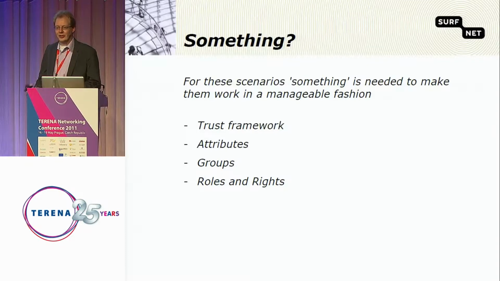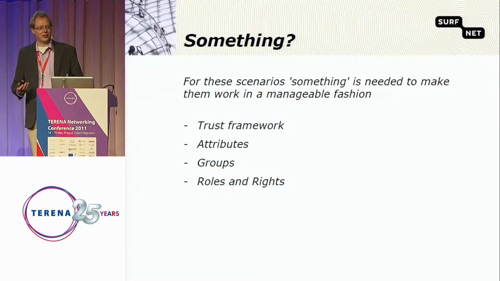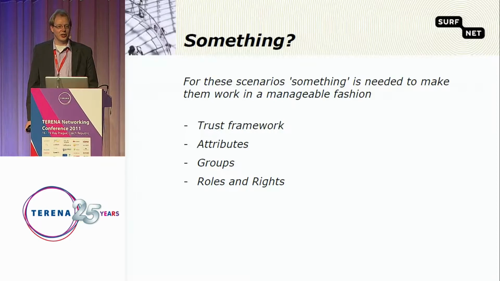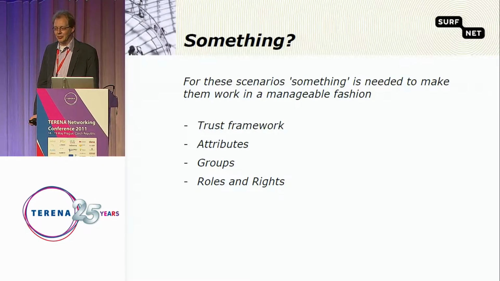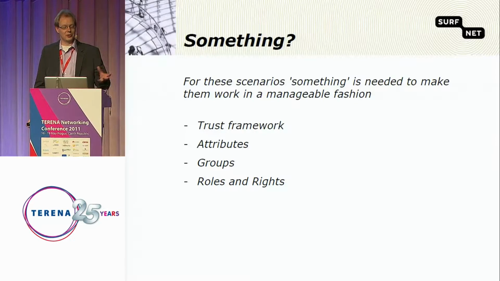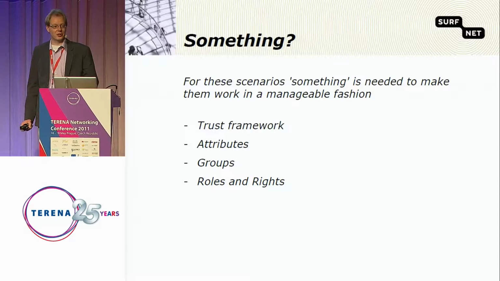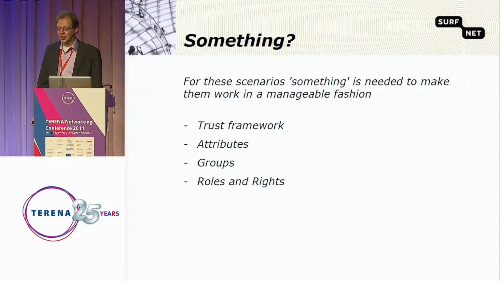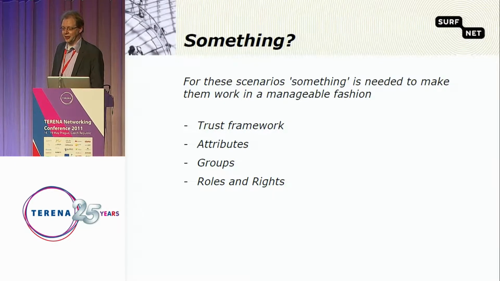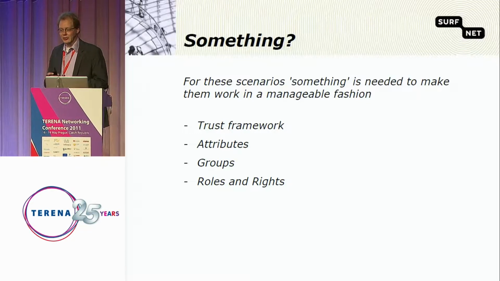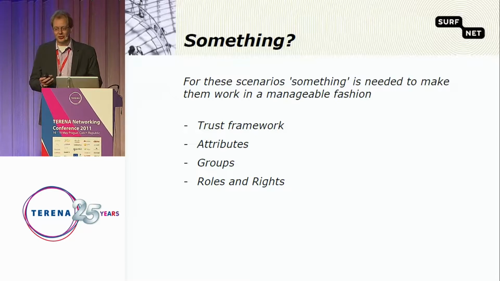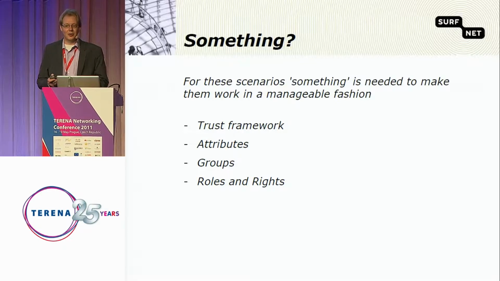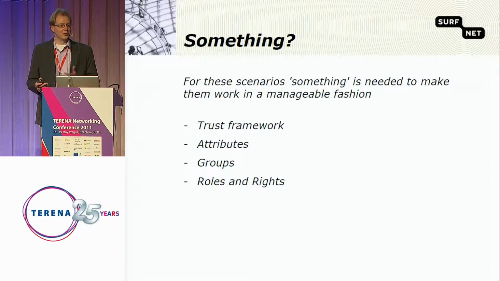So to make sure that you can do this and that it is still a coherent experience for the end user, you need to apply something to make sure that this is working and this is still manageable for both user experience but also for the people administering all these accounts. And actually, to do this, you need 4 things. You need a trust framework, you need attributes, you need groups, and you need to be able to deal with roles and rights. And fortunately, by now, we have the stuff that you need to do this.